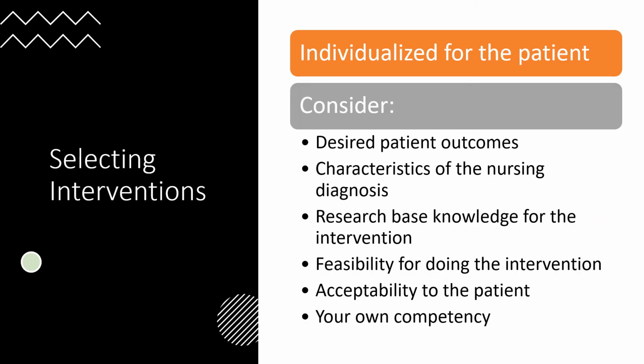Then we're going to select interventions, and we'll talk more about this in the next PowerPoint, but they're individualized for the patient. And you want to consider their desired patient outcomes, the characteristics of the nursing diagnosis, research-based knowledge for the intervention, feasibility for doing the intervention, acceptability to the patient, and your own competency in performing the intervention. When you start to write nursing care plans, we're always going to ask you for your rationale for why you chose that intervention.